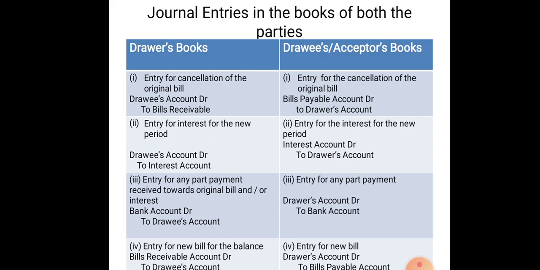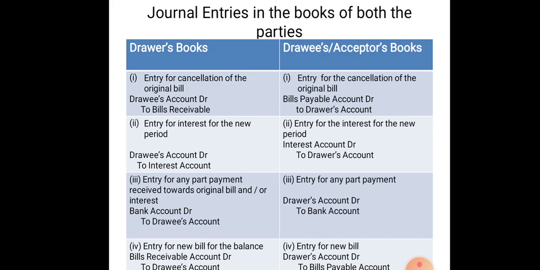In the drawer's book, entry for cancellation of the original bill, the entry would be drawee's account debit to bills receivable account. In drawee's book, the entry would be bills payable account debit to drawer's account. Second condition, entry for interest for the new period, the entry in the drawer's book would be drawee's account debit to interest account. And in drawee's book, entry would be interest account debit to drawer's account.